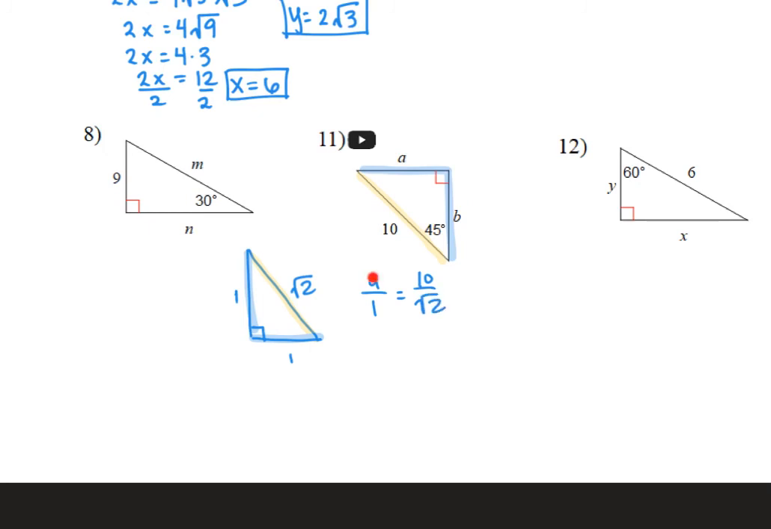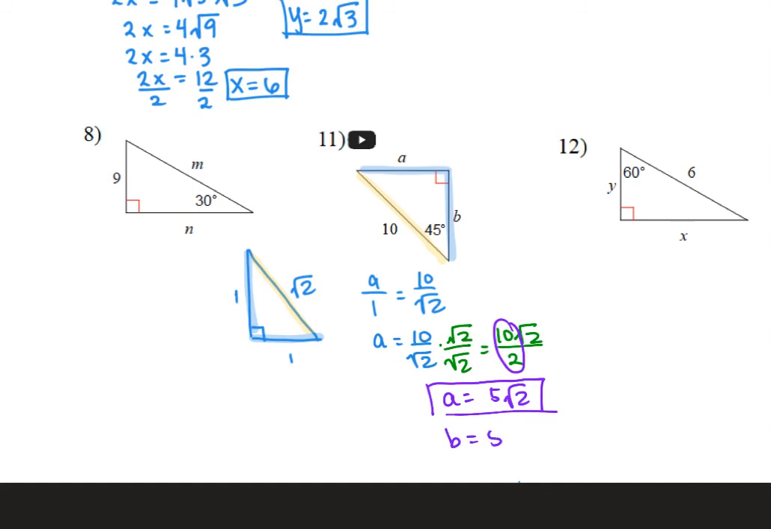So make sure, if we're starting with this triangle, we need to make sure we start with the triangle in the second ratio as well. So I have a by itself because a divided by 1 is just a. So 10 over the square root of 2. We have to simplify, so square root of 2 over square root of 2. So the top becomes 10 root 2 over 2. And then we can simplify this to 5 square root of 2. And if we have a, that means we have b since the legs are congruent.